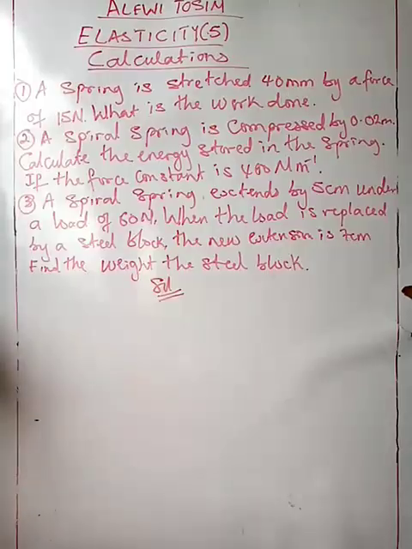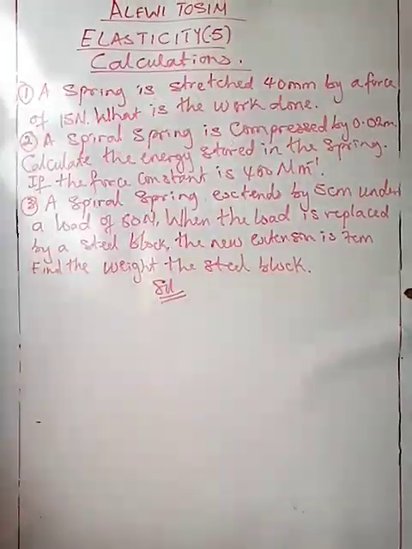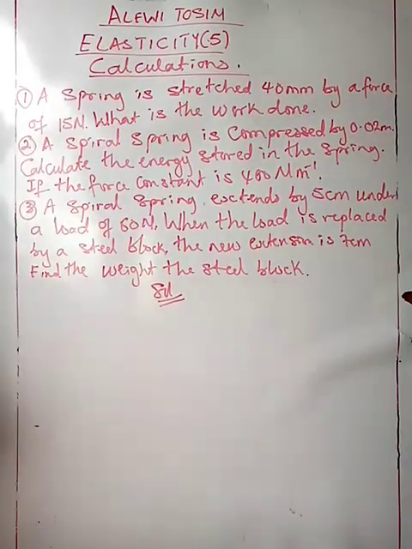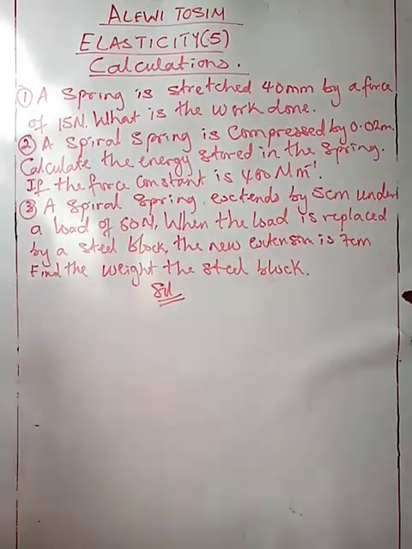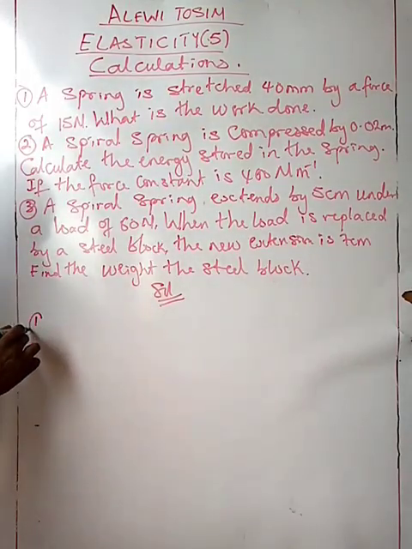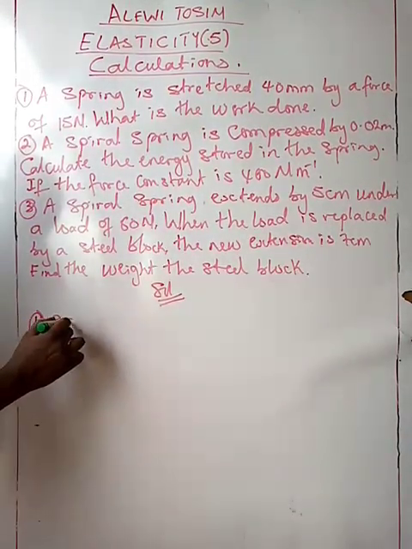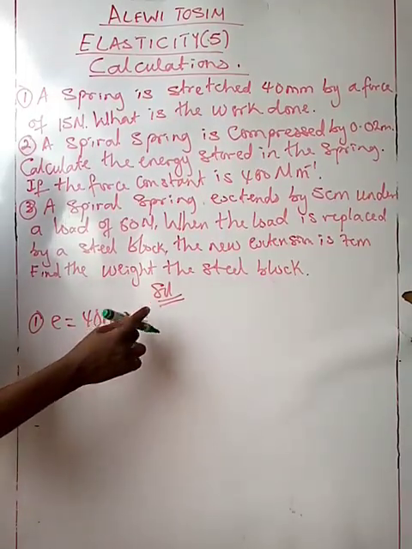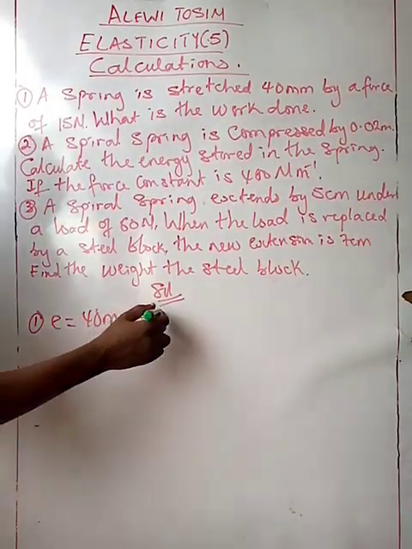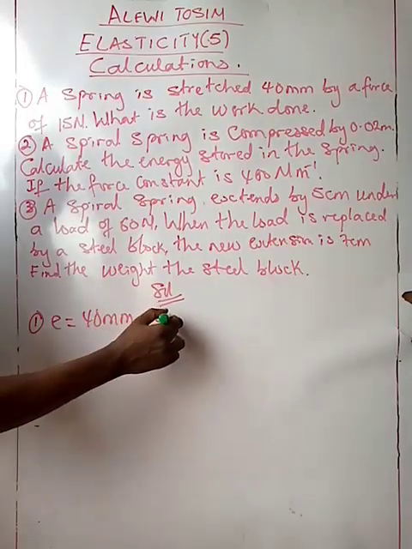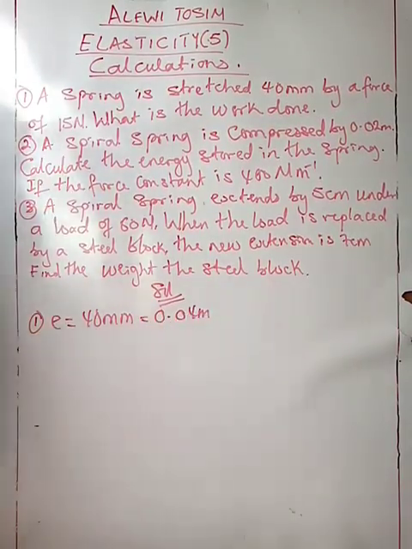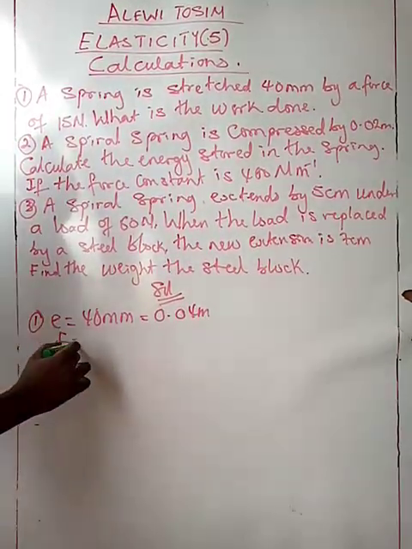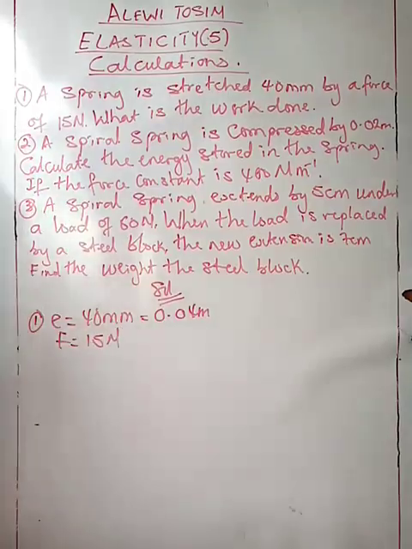Now let's look at these calculations. I will call this calculation part 1. Yes, we still have more calculations after this. Now, a spring is stretched 40 millimeter. That 40 millimeter refers to our extension E. We need to convert this extension E to meters. That will be 40 divided by 1000, which gives us 0.04 meters. Now, by a force of 15 Newton. We are told to find the work done.